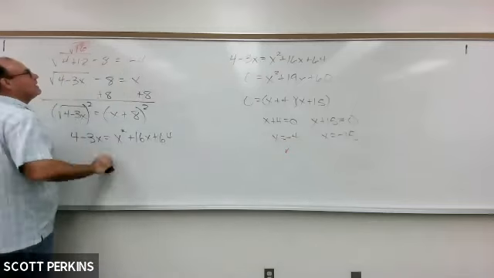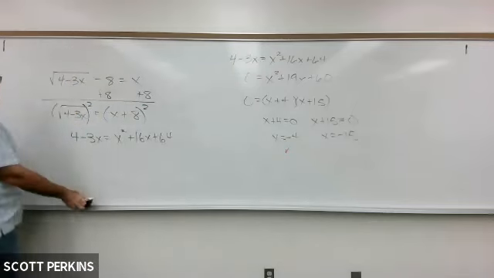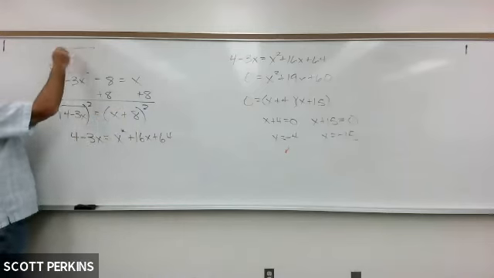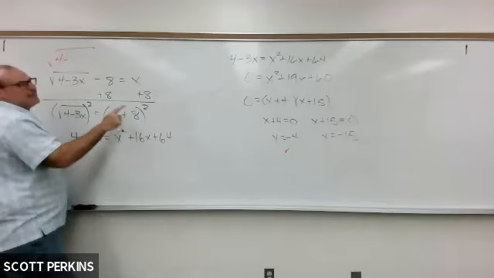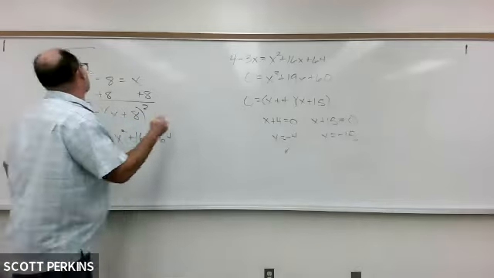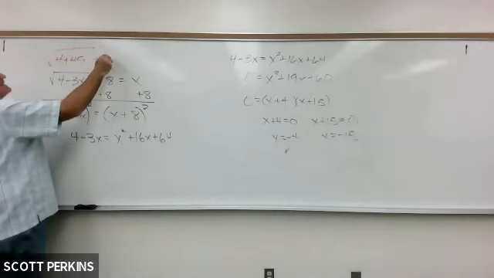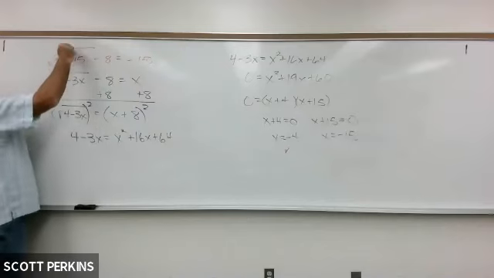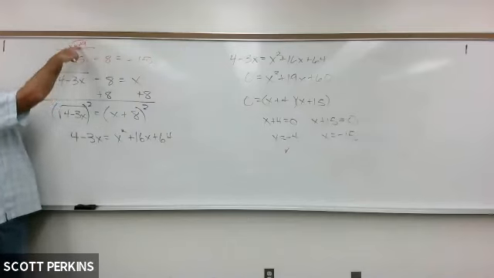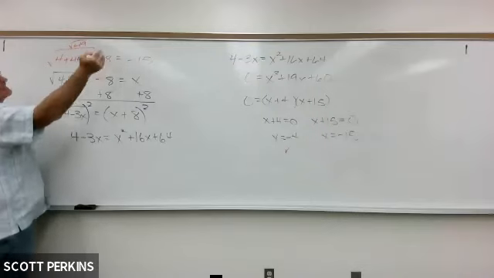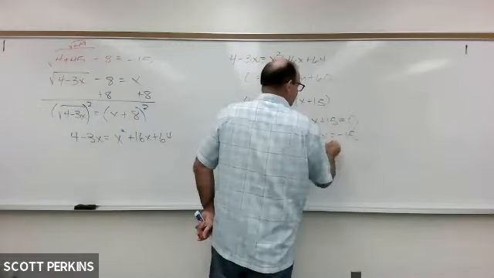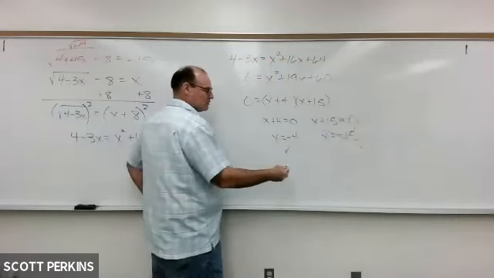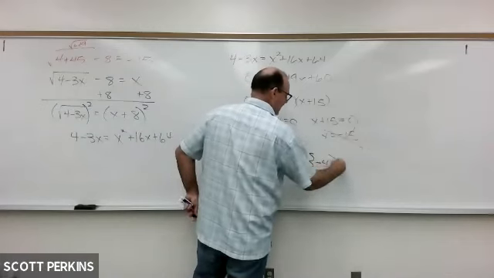Remember, check them all because both could work. There's nothing algebraically that says that can't happen. So I'm going to put the negative 15 in here. I've got 4 minus 3 times minus 15 is plus 45, minus 8 is equal to negative 15. 4 plus 45, that's 49. So the square root of 49, which is 7, minus 8. What's 7 minus 8? I was rooting for both of them to work, but not this time. And so that means my solution set just has one element in it, and it's negative 4.